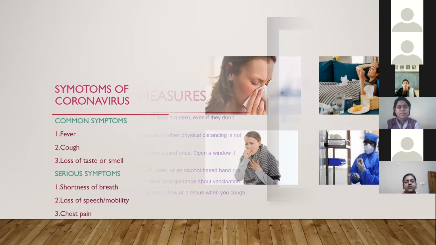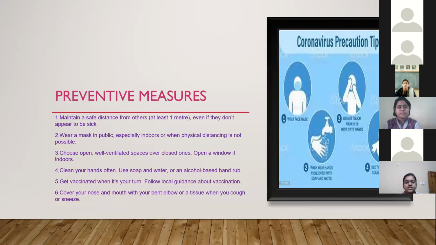Some of the preventive measures that you can follow are: maintain a safe distance from others even if they don't appear to be sick. Wear a mask in public, especially indoors when physical distancing is not possible. Choose open, well-ventilated spaces over closed ones. Open a window if indoors.